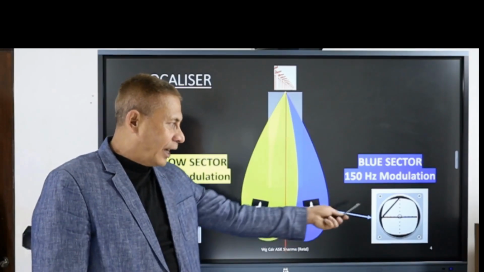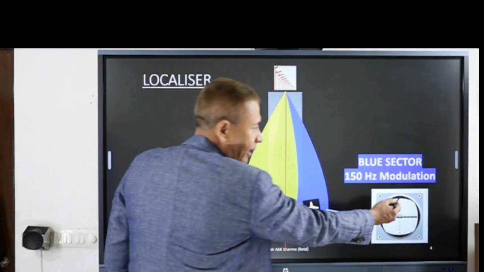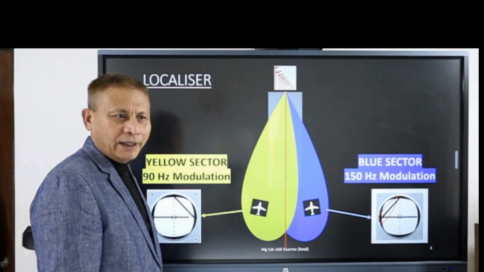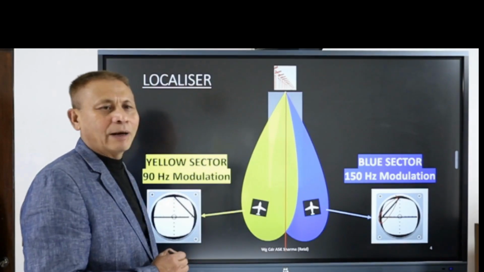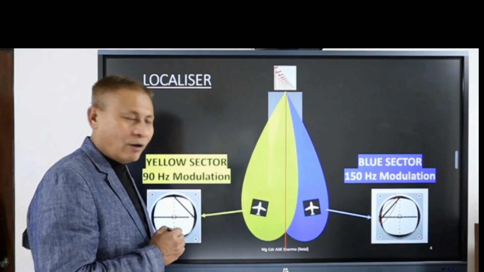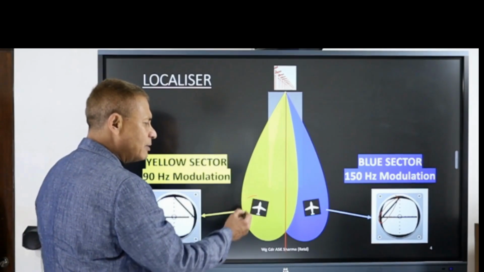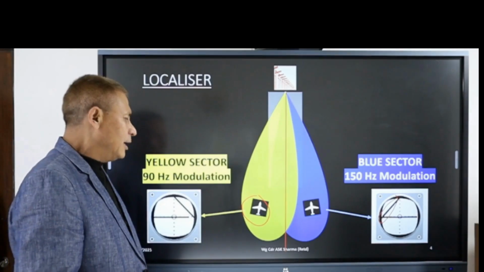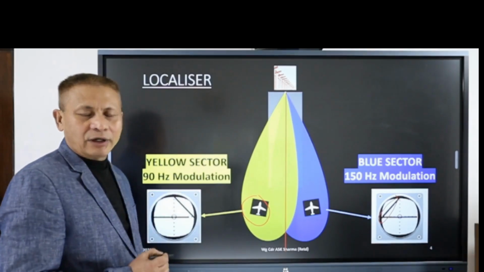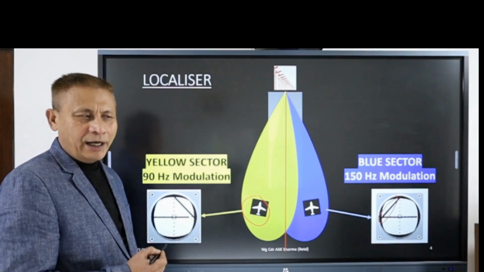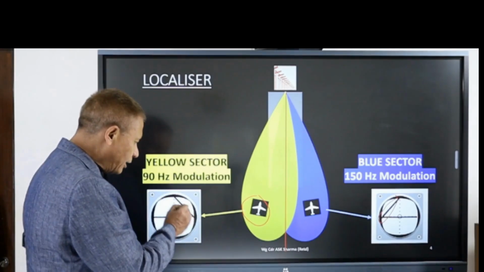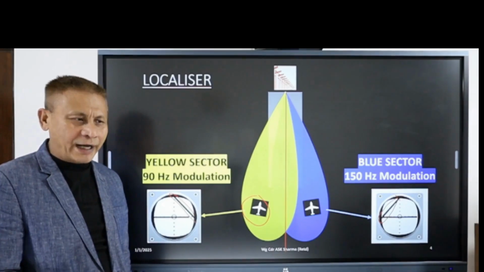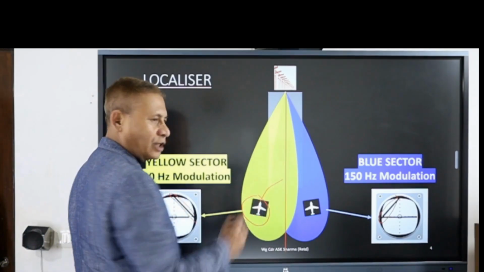This time, the indicator which is inside the aircraft will deflect onto the left, thereby telling the pilot to turn left so that the aircraft comes onto the extended center line of the runway. If the aircraft is onto the left side, which is also the yellow sector, he will receive more of the 90 Hz modulated signal. At this time, the indicator inside the aircraft will deflect onto the right side, telling the pilot to turn right so that he comes onto the center line.